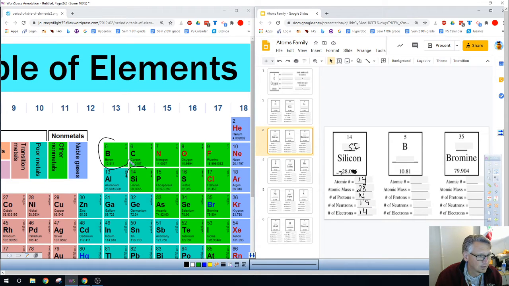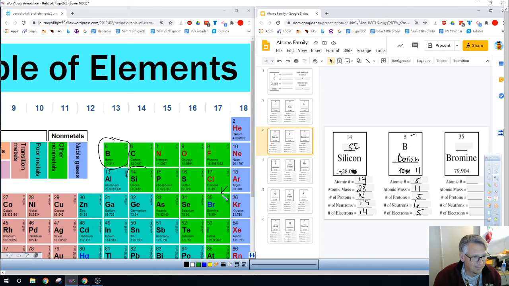Boron, which is right there. 5B, this is boron. And 10.81, we are going to round that up to 11. So the atomic number is 5. The atomic mass is 11. The number of protons is 5. The number of electrons is 5 in a neutral atom. And if we have 11 protons plus neutrons minus 5 protons, gives us 6.